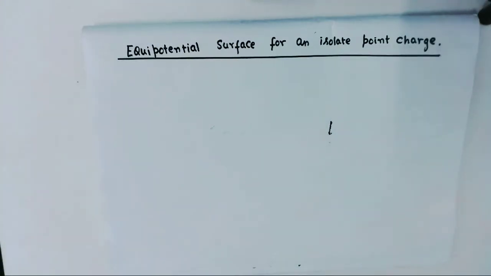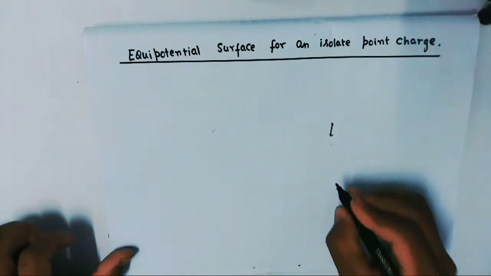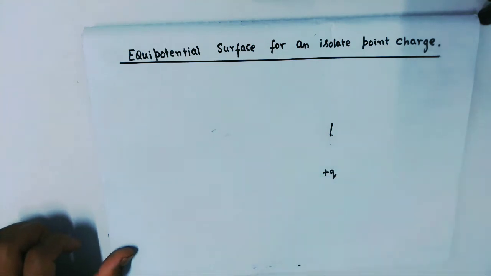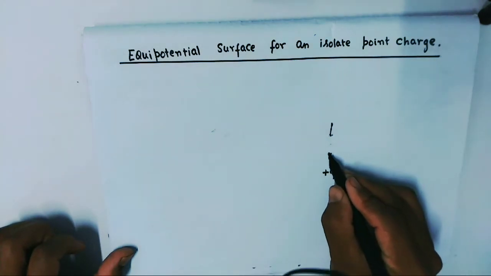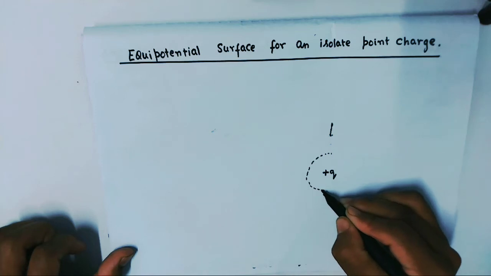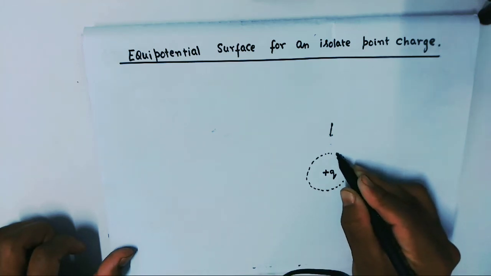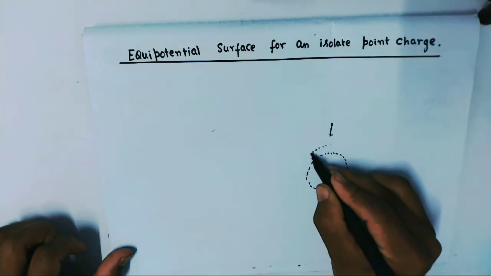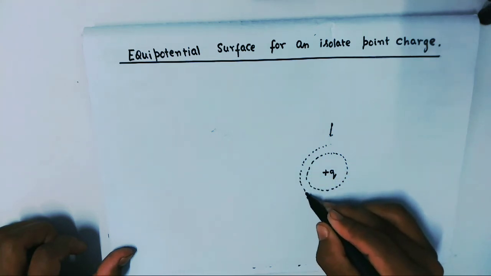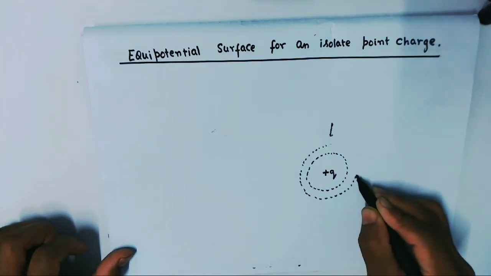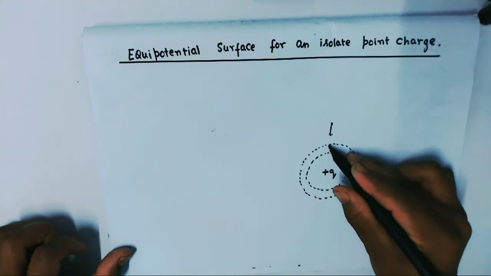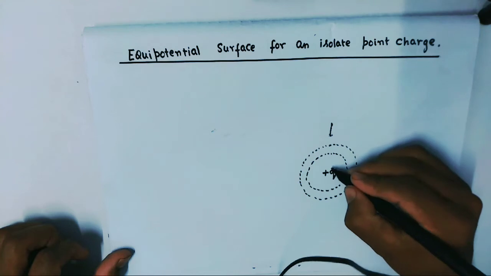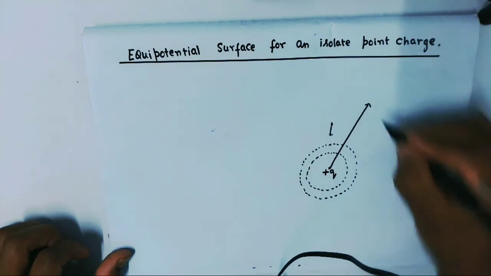Now we will draw the equipotential surface for an isolated point charge. So let us consider a point charge, say it is plus Q, and suppose we draw one surface around this charge, and again we draw another surface around this charge. So the direction of the electric field lines of force is always like this.